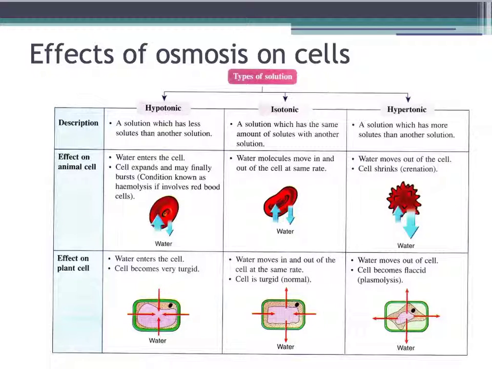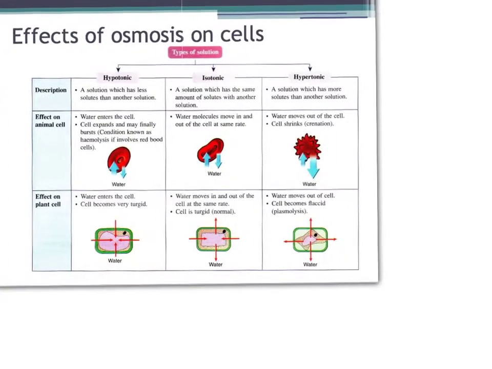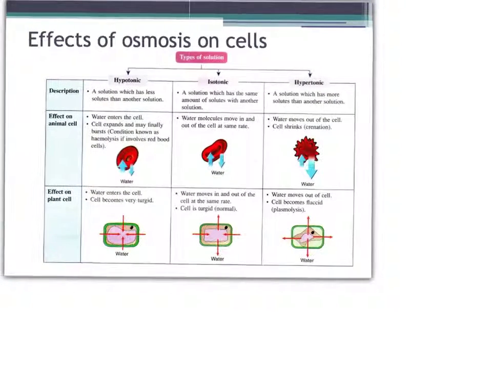All right, so effects of osmosis on cells. One of the things that we first have to take a look at is the types of solutions that we're dealing with. We have three that we're going to focus on: hypotonic, isotonic, and hypertonic. So if we look at the description, hypotonic is a solution that has less solutes than another solution. When we look at the cell, water is going to enter the cell, and the cell is going to expand.